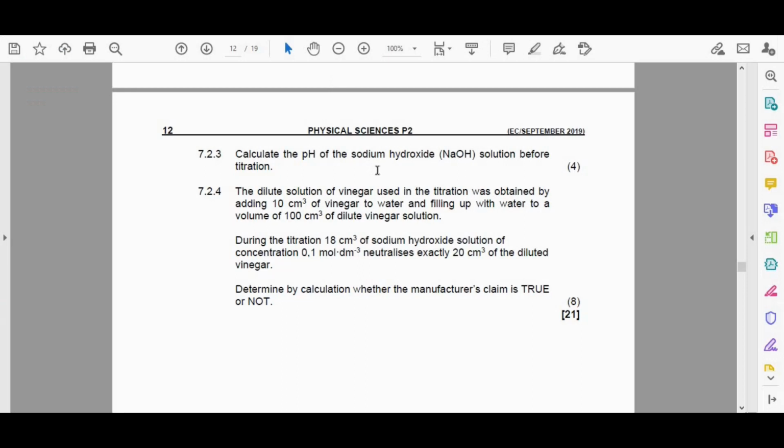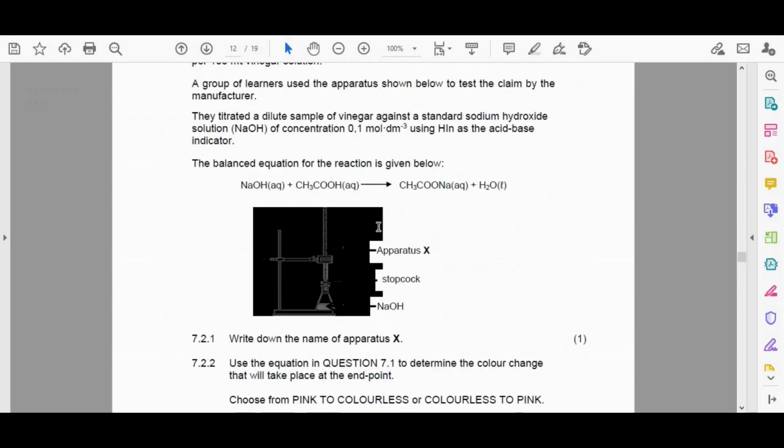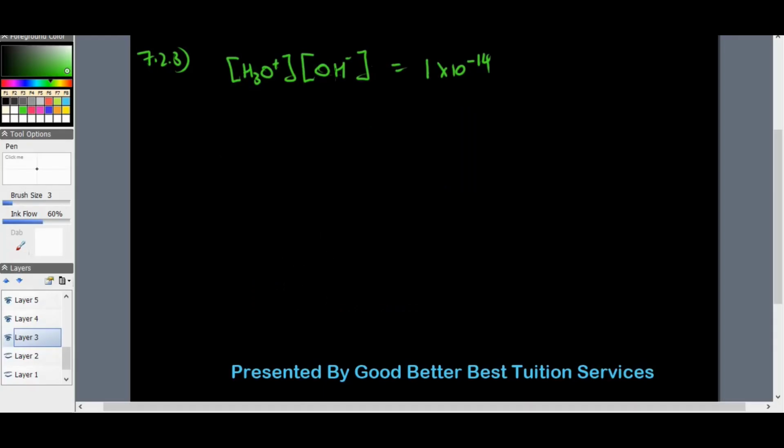They gave us the value of the concentration of the base, which was sodium hydroxide, which was 0.1 mole per decimeter cube. And we have hydroxide present here. So we substitute 0.1 in for OH minus, because it's the concentration of our base. Okay, acid would have gone in here. And we know that's equal to 1 times 10 to the negative 14, because the pH scale goes up to 14. We divide both sides by 0.1, and we get the value of H3O plus to equal 1 times 10 to the negative 13.